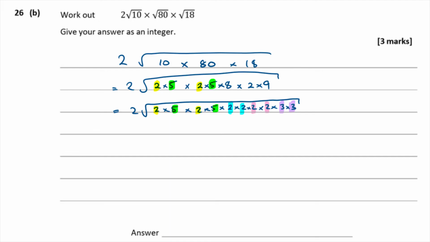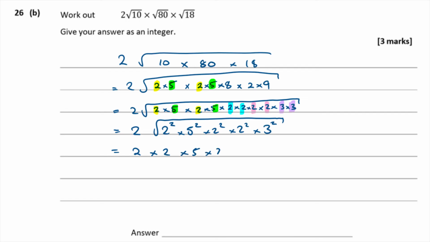So my yellow ones, that is going to be 2 squared. My 2 green 5s, that's 5 squared. And then I've got 2 squared and 2 squared and 3 squared, all square rooted. So then I can square root all my squares, and that's going to leave me with 2 times 2 times 5 times 2 times 2 times 3.